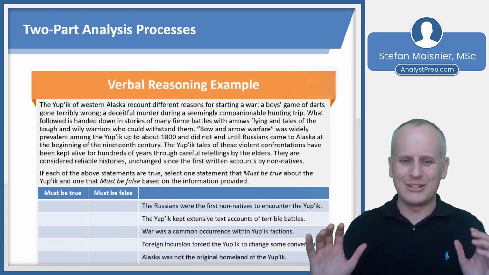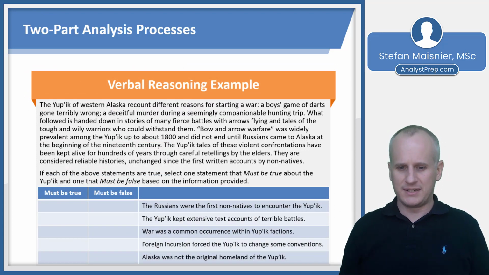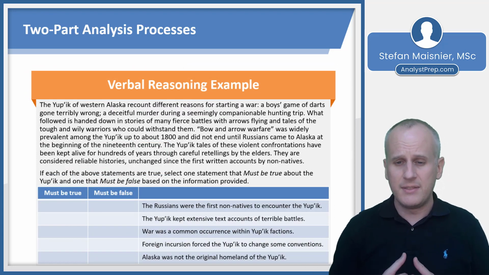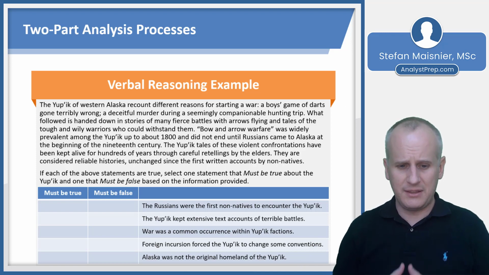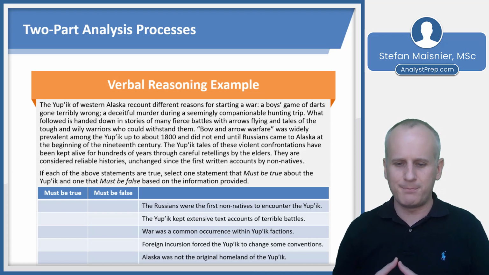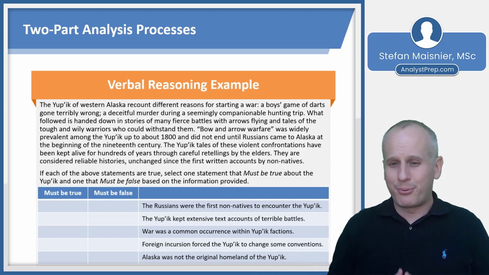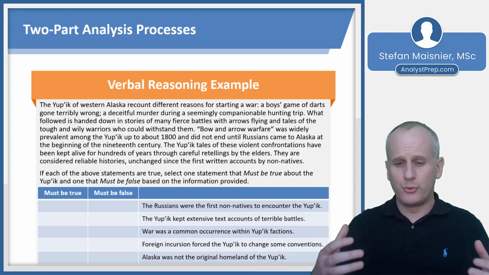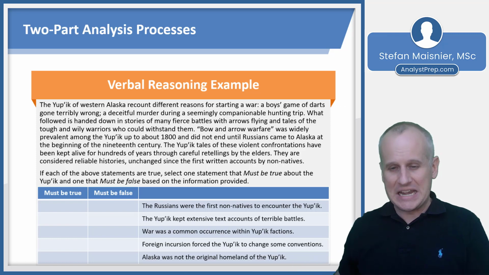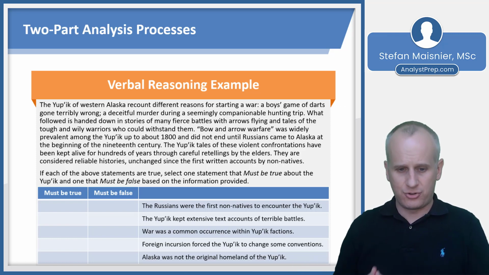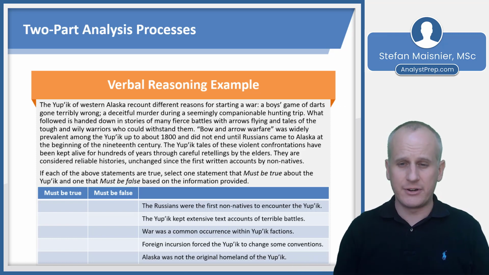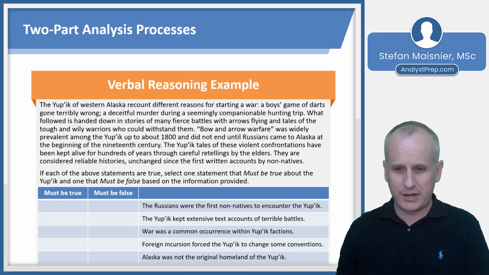So now let's take a look at the other style. This is our verbal reasoning example. So again, I've got to read the question task first. So if each of the above statements are true, select one statement that must be true about the U-Pick and one that must be false based on the information provided. So I would probably say that you're better off to read the whole thing up front and then engage with the questions and track whether something is guaranteed to be true based on the statements or guaranteed to be false.